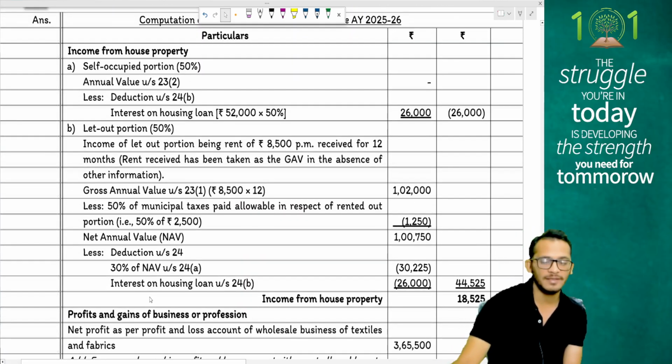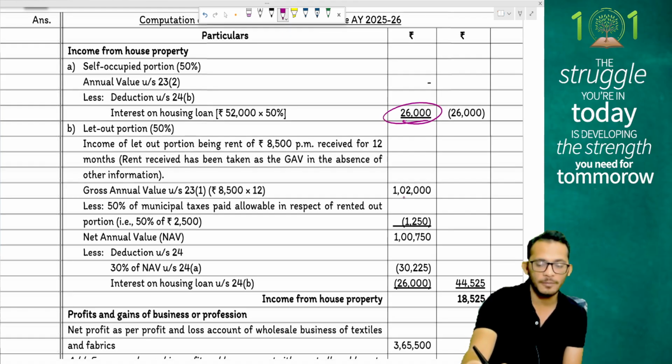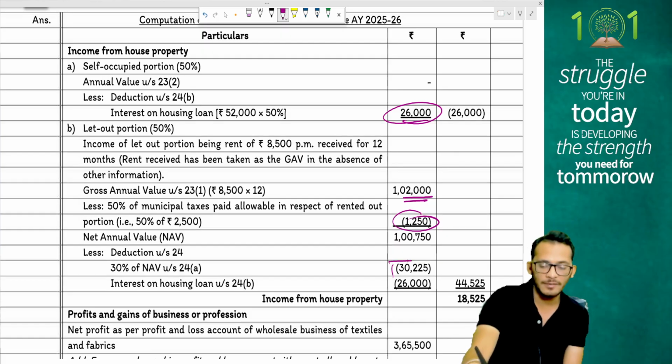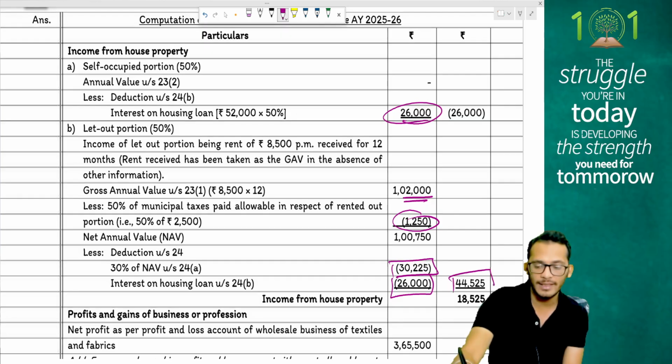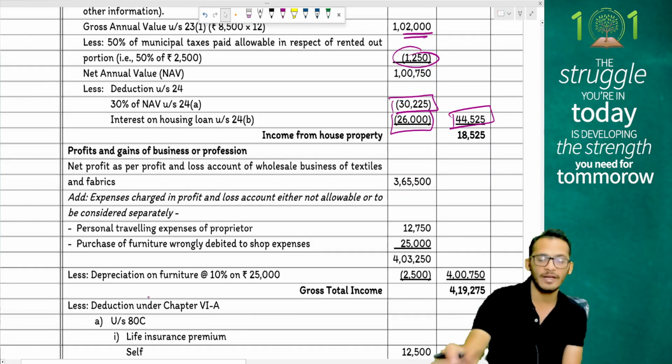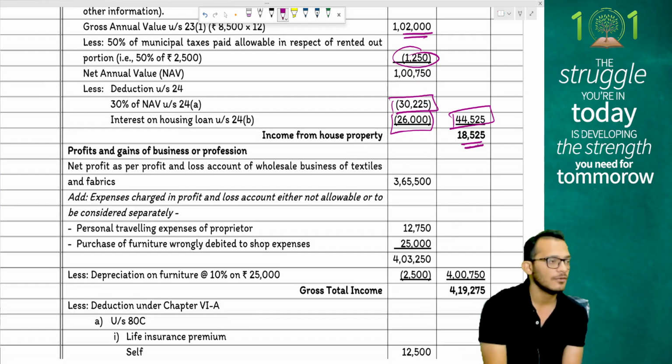Yes, so I've taken my self-occupied property, people, and allowed 26,000 as the interest deduction. I have my let-out property where I've taken the whole GAV, reduced 1,250 being 50% of my municipal tax, and allowed the 30% standard deduction and the interest on loan. I got an income of 44,525. I have a loss from HP and an income from HP. I'm cross-setting off, giving me an income from house property of 18,525.